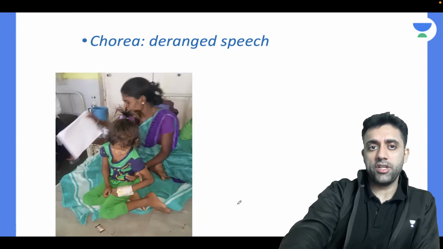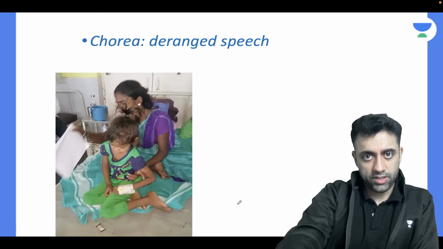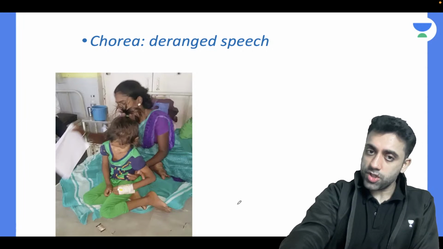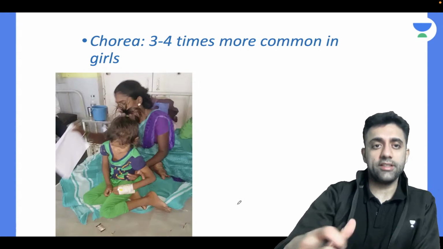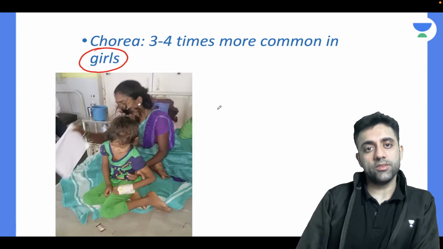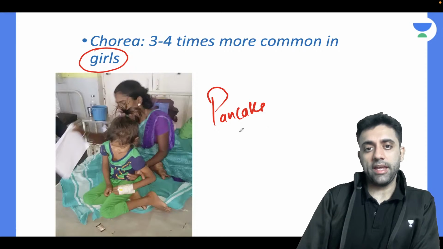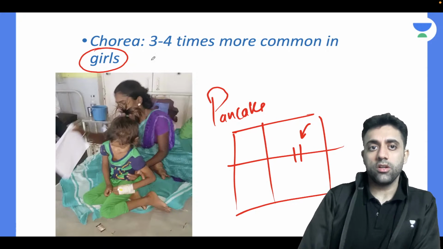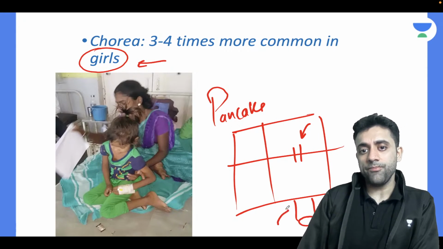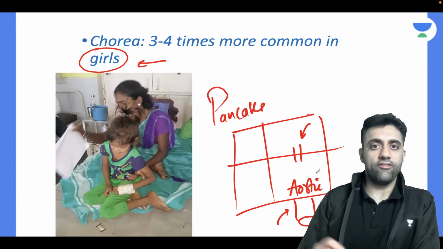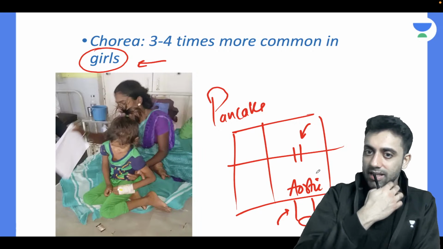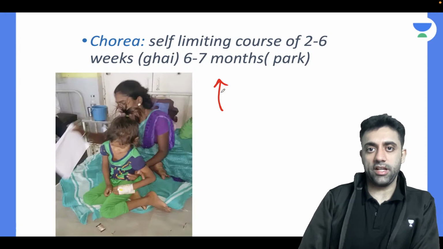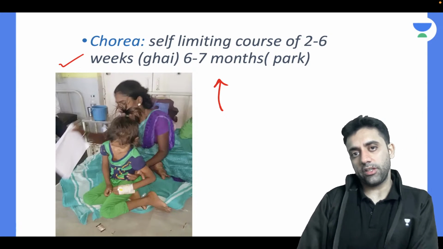So the chorea patient will have deranged speech and will be emotionally disturbed. It is very common in girls. Remember, in girls mitral valve involvement is very common, chorea is very common, and in boys, aortic involvement is very common. Next, very importantly, it is a self-limiting course of 2 to 6 weeks.